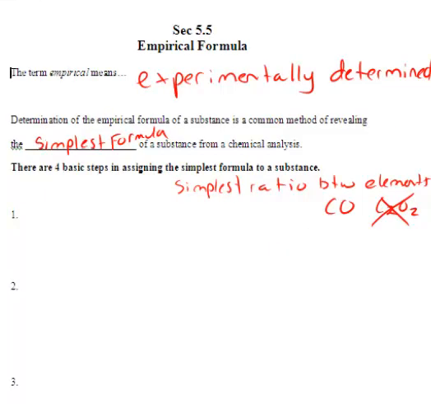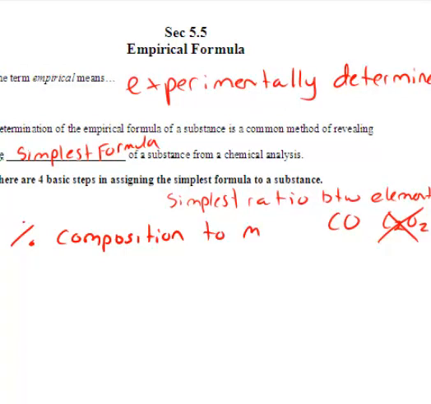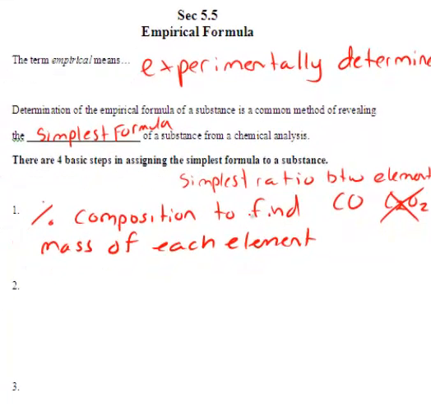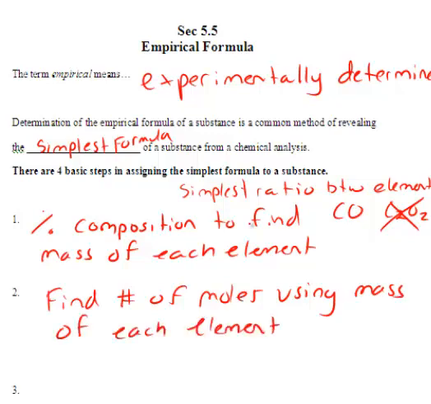Usually they're going to give you the percent composition, like we saw last day. And you use that percent composition to find the mass of each element. And then once you have that mass, you can use it to find the number of moles of each element. Because a formula, for example CO, is a relationship.